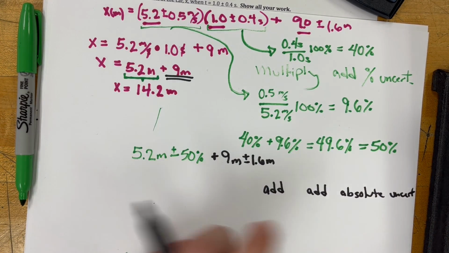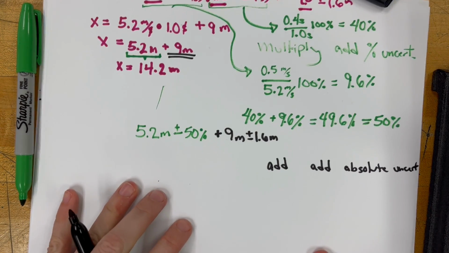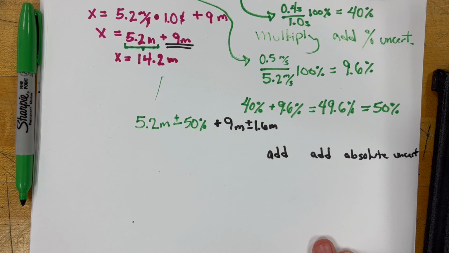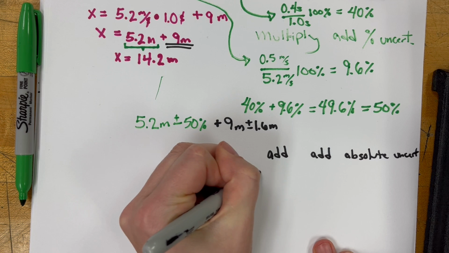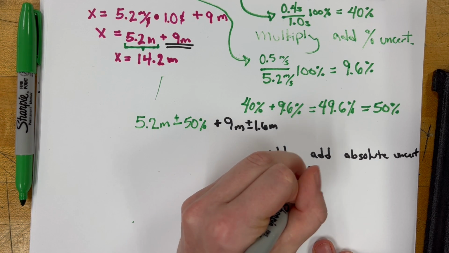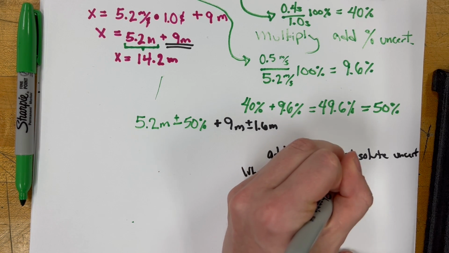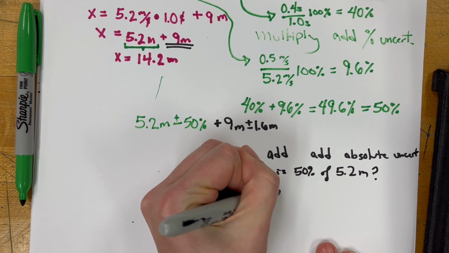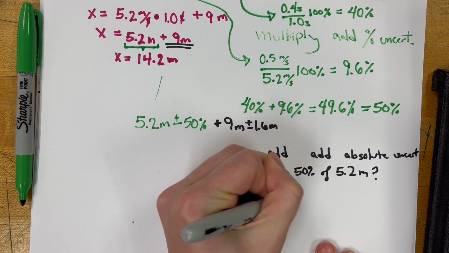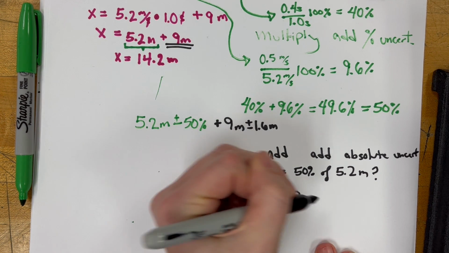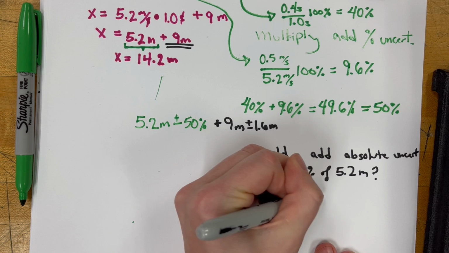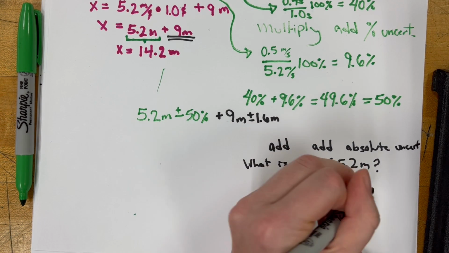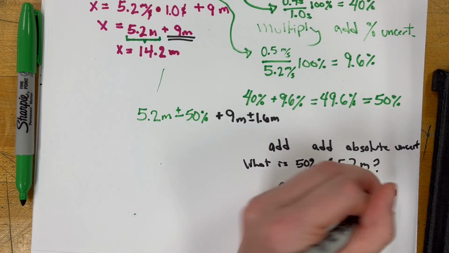So we were adding the percent uncertainty. Here we're going to add absolute uncertainty. And so I have to figure out what is the absolute uncertainty of this value. So I have to say, what is 50% of 5.2 meters? Well, I can do that by writing down 50% as a decimal value, so 0.5, and multiplying it by 5.2 meters. And that gets me 2.6 meters.